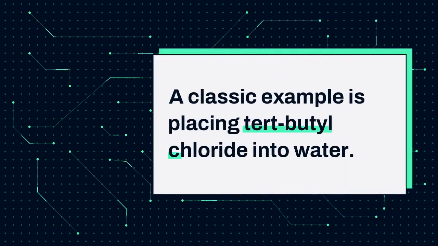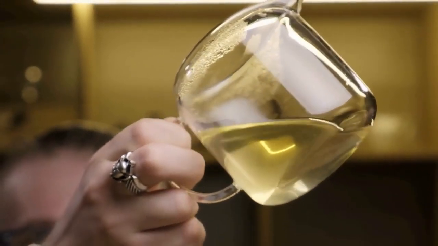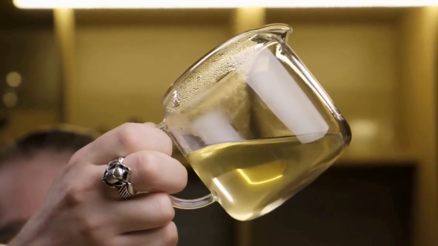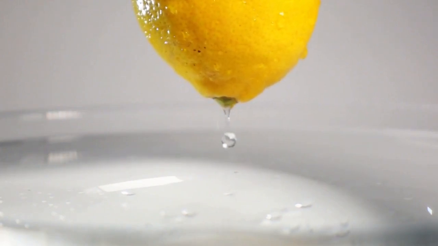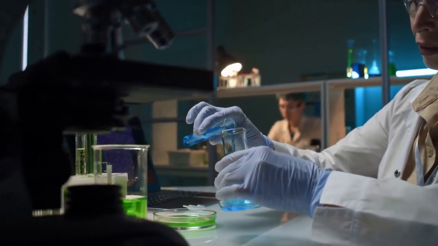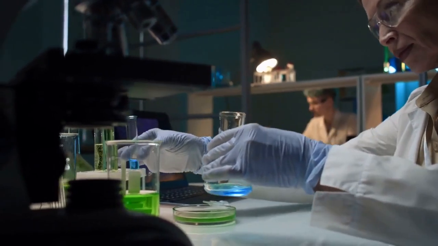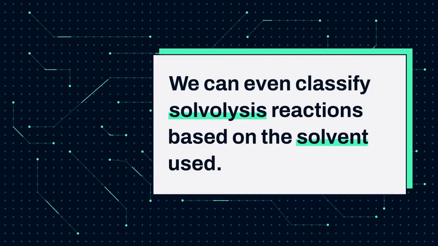A classic example is placing tert-butyl chloride into water. Water is the solvent. First, the chloride ion leaves, creating a stable tertiary carbocation. Then, a water molecule attacks the carbocation. Finally, another water molecule acts as a base and removes a proton from the attached water, leaving us with tert-butyl alcohol. We can even classify solvolysis reactions based on the solvent used.